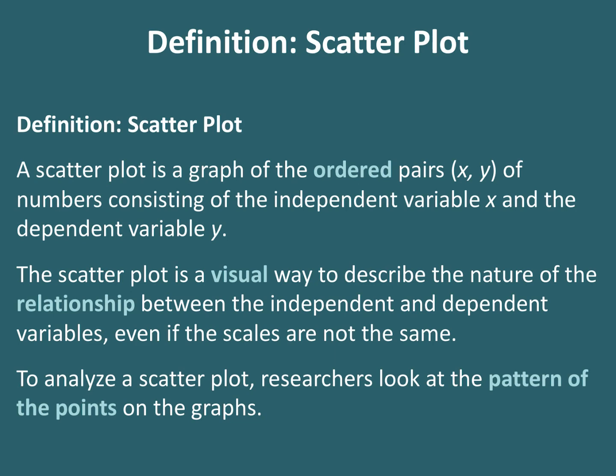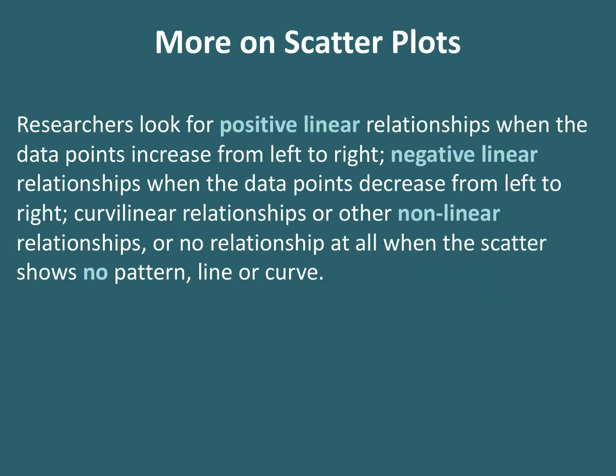To analyze a scatter plot, researchers look at the pattern of the points on the graphs. Researchers look for positive linear relationships when the data points increase from left to right, negative linear relationships when the data points decrease from left to right, curvilinear relationships or other nonlinear relationships, or no relationship at all when the scatter shows no pattern, line, or curve.